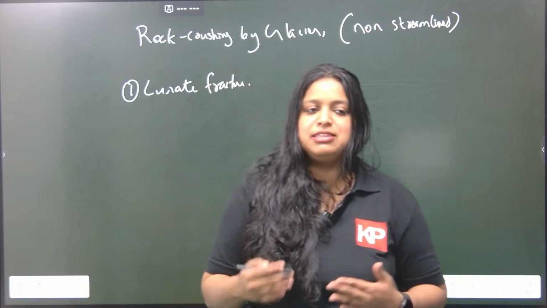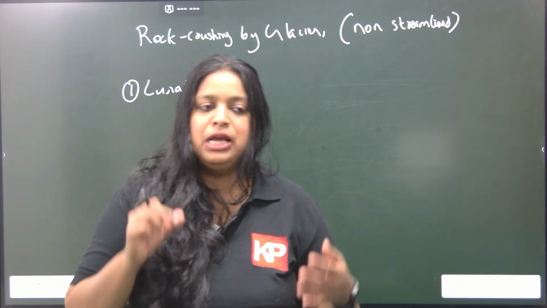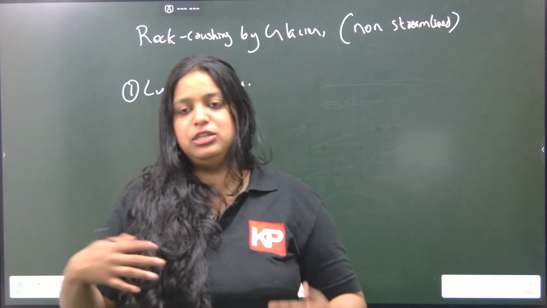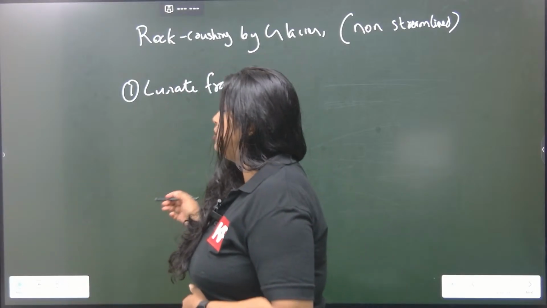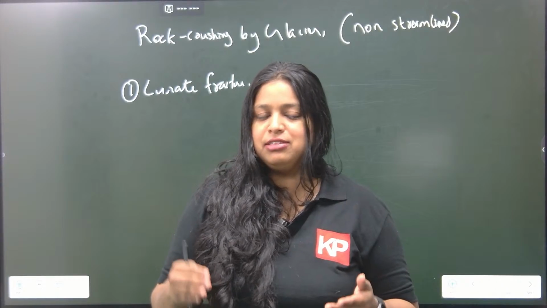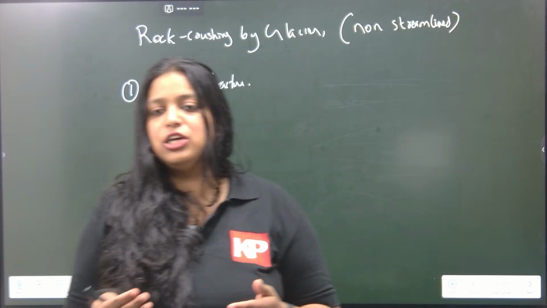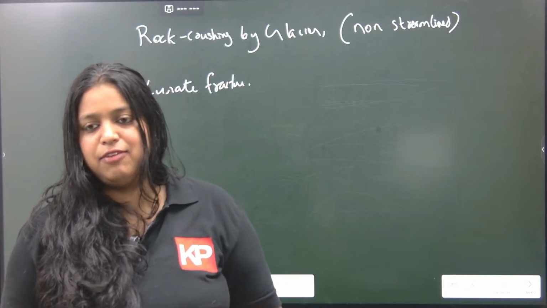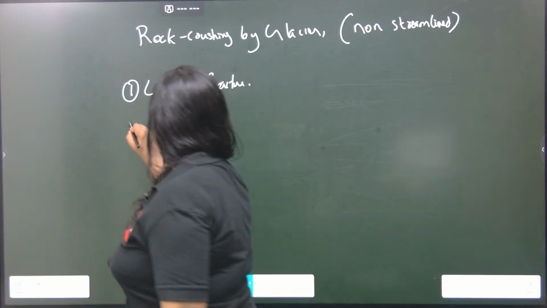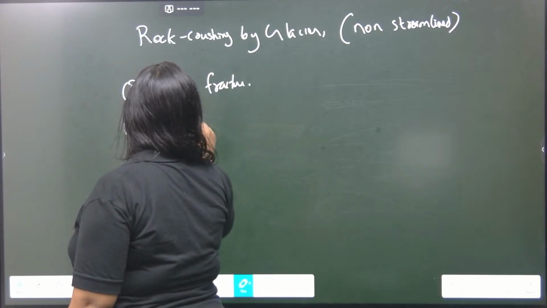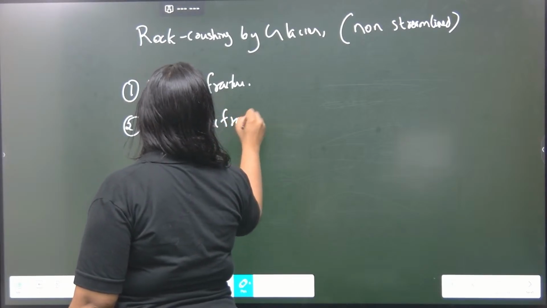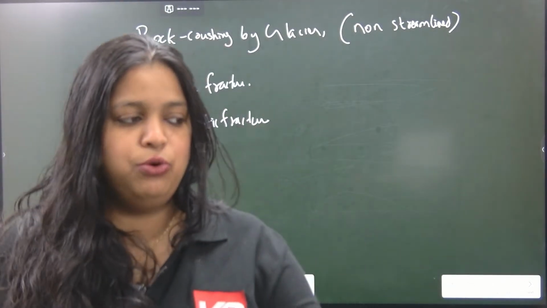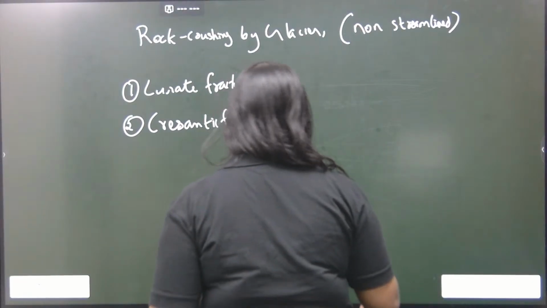Then the next one is the crescentic fracture. A crescentic fracture is much smaller, a crescent-shaped fracture with the concavity facing away from the direction of the glacier. That's the difference. A lunate fracture is a crescent-shaped fracture with the concavity facing towards the direction of ice flow. A crescentic fracture is comparatively smaller, crescent-shaped, and its concavity is facing away from the direction of glacier flow. Next one is erosion by glacier ice.